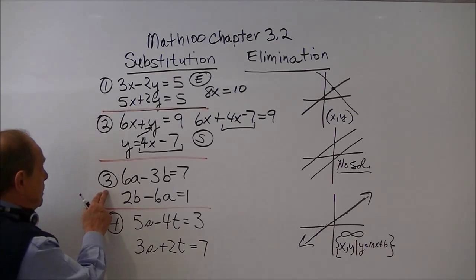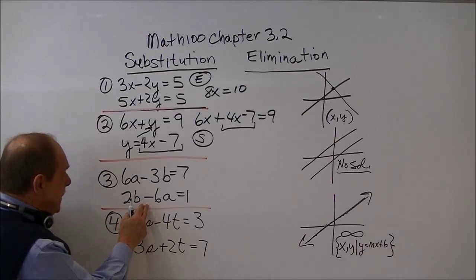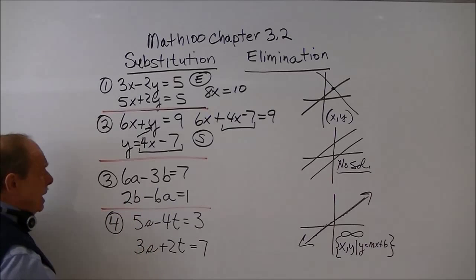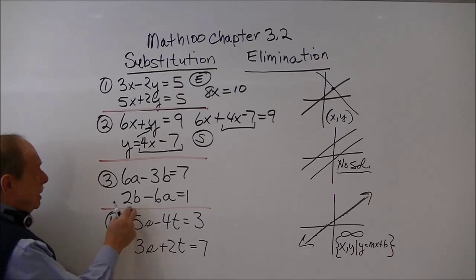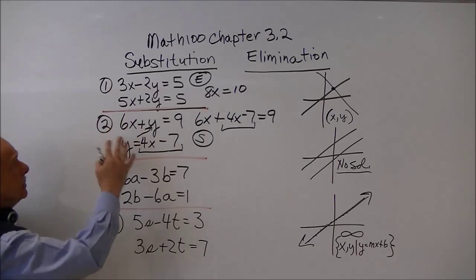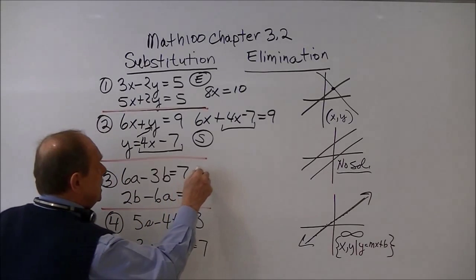So for number 3, it's in standard form, and notice nothing seems to cancel out, but there's no easy way to solve for either a B or A. So we wouldn't use substitution here. We would use elimination.